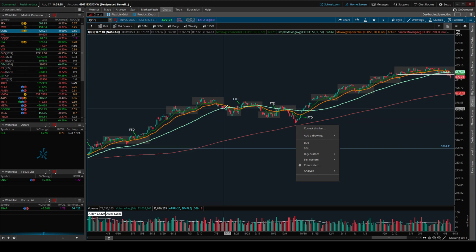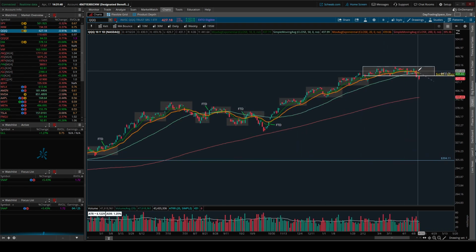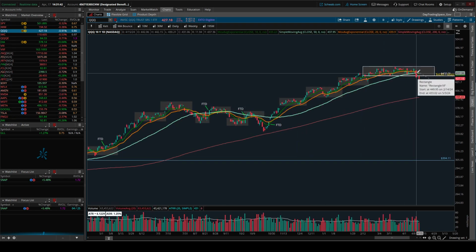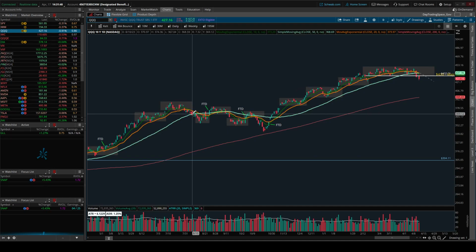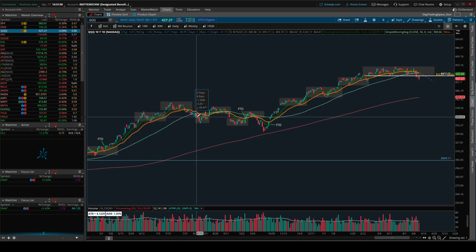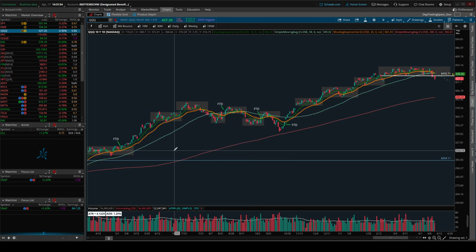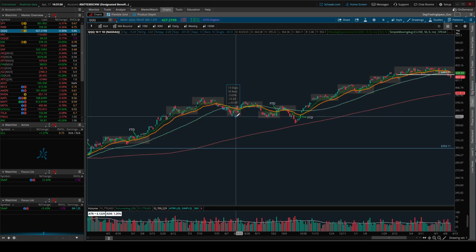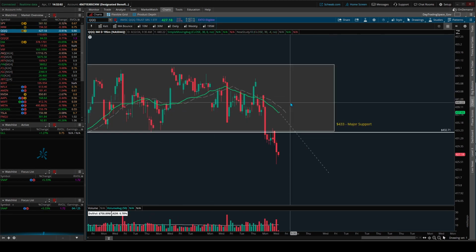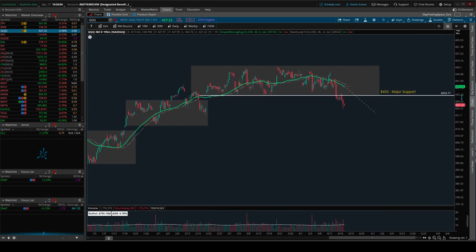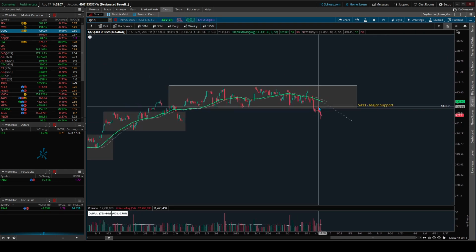So that's why I can't tell you now that since we lost the 50 moving average, we're just going to correct down 10%. But I can tell you that historically, when you lose the 50 moving average in a meaningful way, especially after a large move up, the likelihood you're going to see a deep correction of sorts is high.